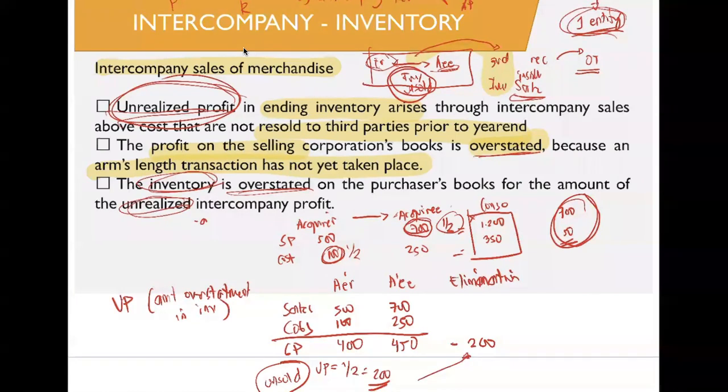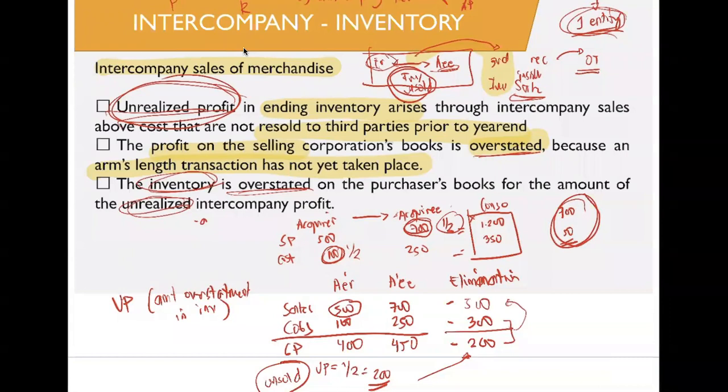Next, you remove the sale of the seller. You remove the sale of the intercompany seller. Who sold here? The acquirer sold to acquiree. So you remove that. 500 yan. Any remainder is a reduction to your cost of sales. So 500, 200. Magkano yung remainder para magkaroon ka ng 200 dito? 300. Yan yung elimination natin.